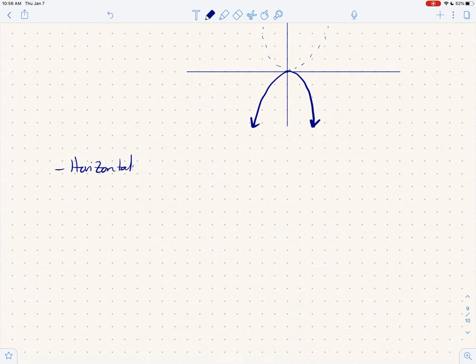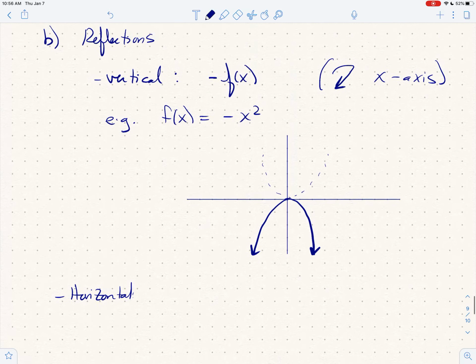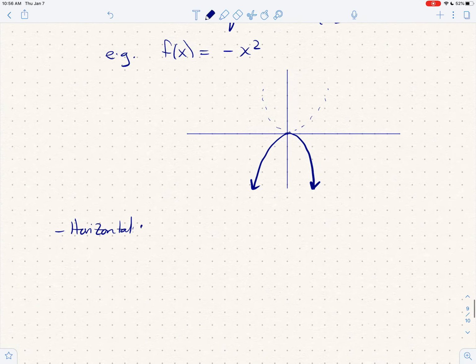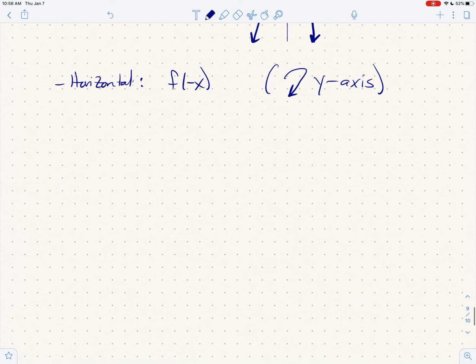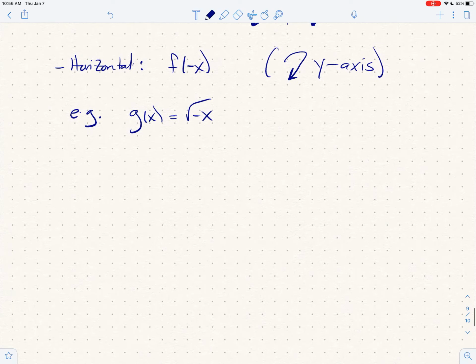All right. Horizontal reflections, let's erase the s there. Horizontal reflections are when you have f of minus x, okay? And these reflect you over the y-axis. So let me give you just a classic example of this. You might have g of x is root minus x. Okay, whoa. So there's a negative inside the function now, but you recognize, okay, that's just a horizontal reflection.